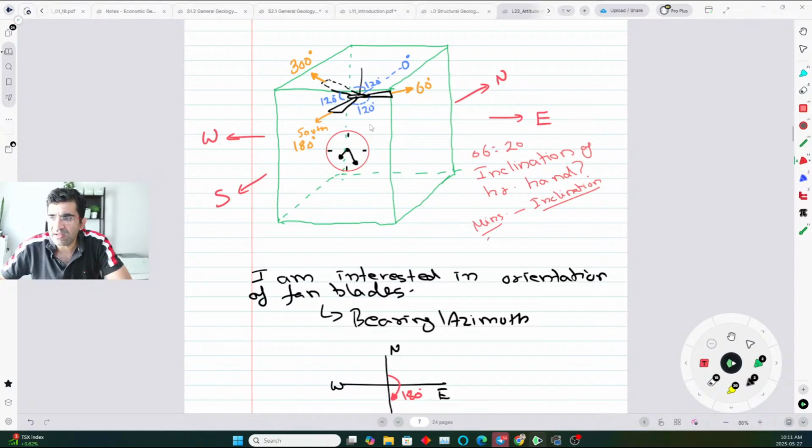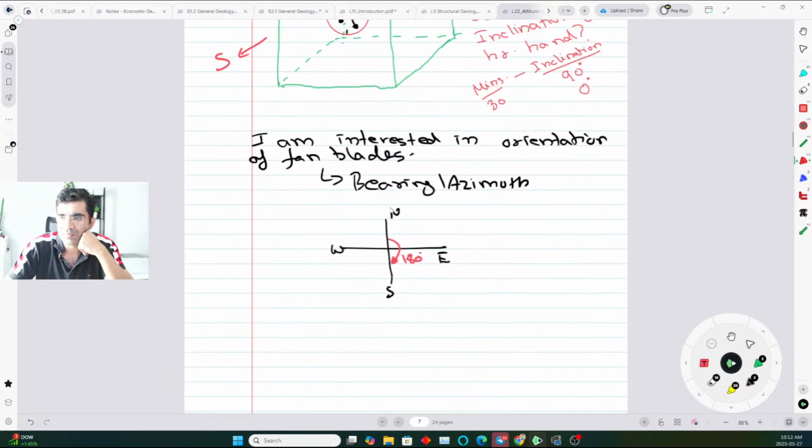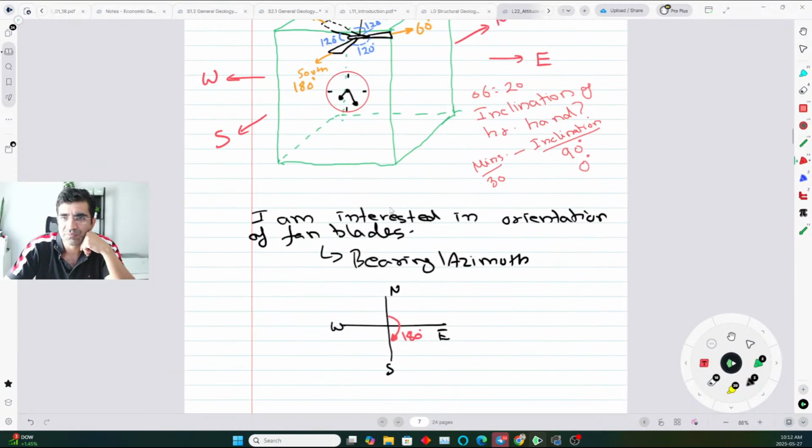If minutes is 30, the inclination is 90 degrees. If inclination is 0 degrees, what is the number of minutes? In how many minutes will it be 0? 15 minutes. That is a tricky part, right? It is not 0 minutes over here.